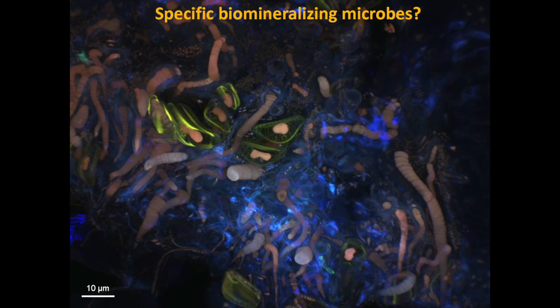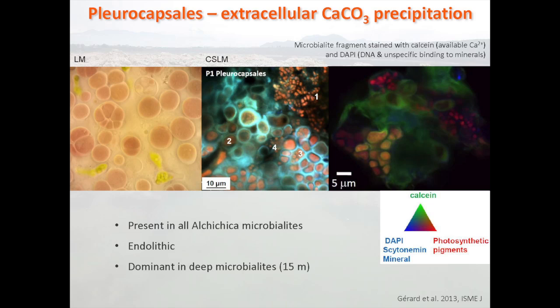So I will show you one clear example of microorganisms that do promote carbonate precipitation. And these are cyanobacteria belonging to the order Pleurocapsales that produce extracellular carbonate. So here you have several pictures, light microscopy, but also confocal images of these Pleurocapsa-like cyanobacteria. They are present in all the microbialites. They are endolytic, really living within the rock, and they are dominant in deep microbialites.